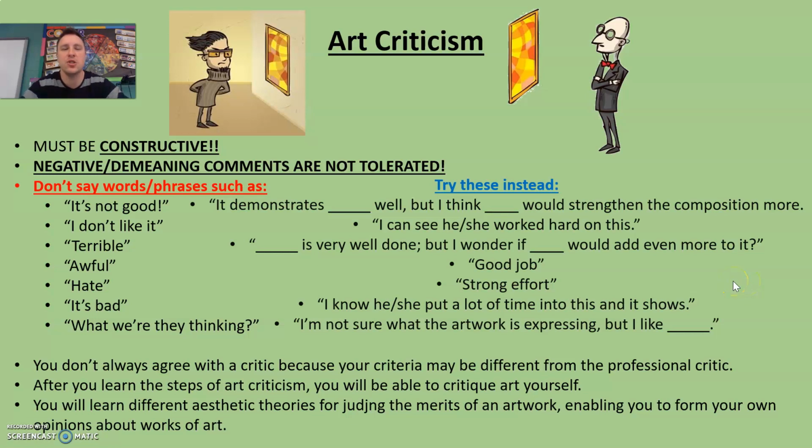So you want to say something that's constructive, something that they can read, they can understand, and they can take with them to apply to the work and to build upon their work itself. So please, at the bottom, there is the bullet here. It says you don't always agree with the critic because your criteria may be different from the professional critic. But after you learn the steps of art criticism, which we've already discussed, you should be able to critique art yourself. And then lastly, you'll learn different aesthetic theories for judging the merits of an artwork, enabling you to form your own opinions about works of art.